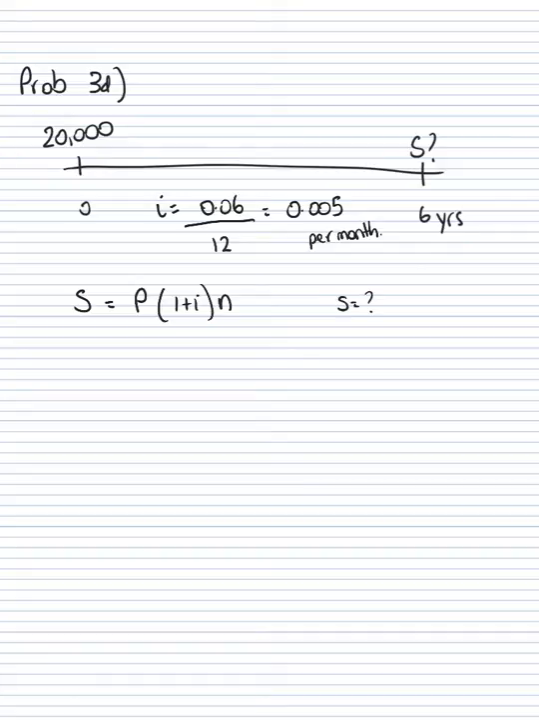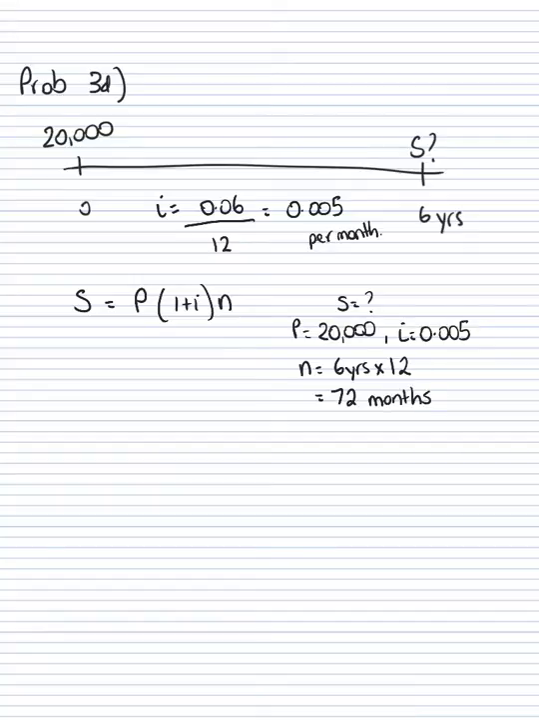S is unknown. P is 20,000. i we calculated as 0.005. And n is 6 years, but if the interest rate is compounding monthly, then the number of time periods also needs to be monthly. So we need to multiply that by 12, and that gives us 72 months.